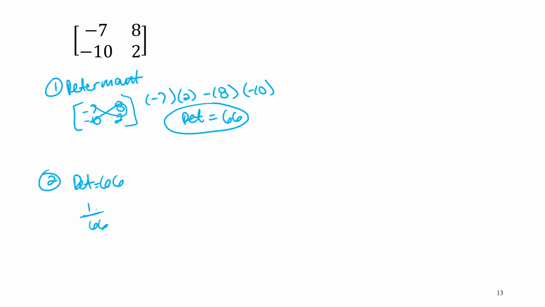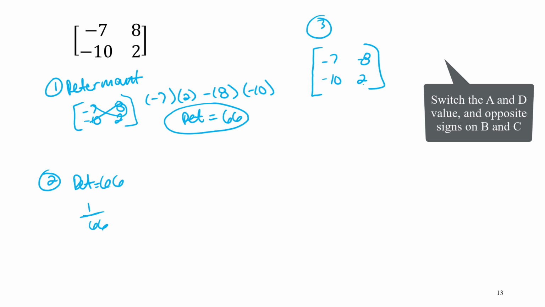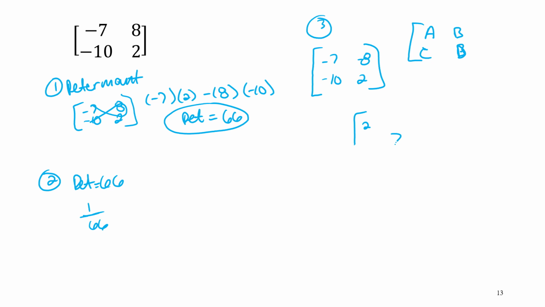Now we're going to flip the matrix around. So we know that if we have this matrix, -7, -10, 8, and 2, we're going to switch the A and the D position. So if you look at it, you have the A, B, C, and D. We're going to flip the A and the D position. You'd get 2, 10, 8, and -7.